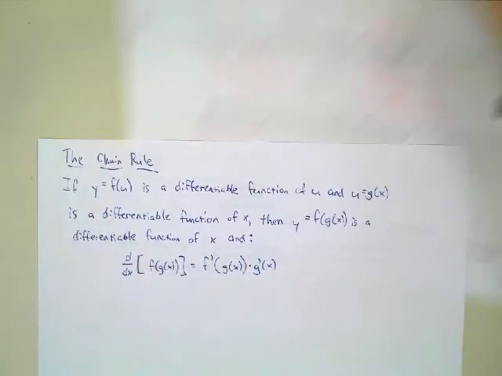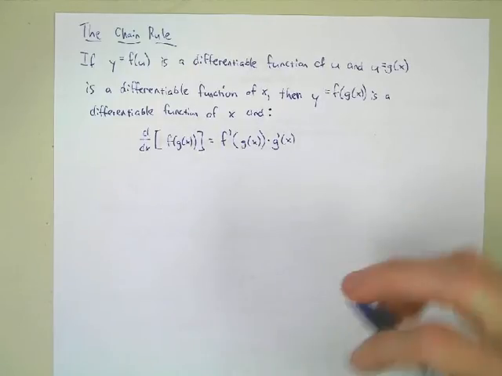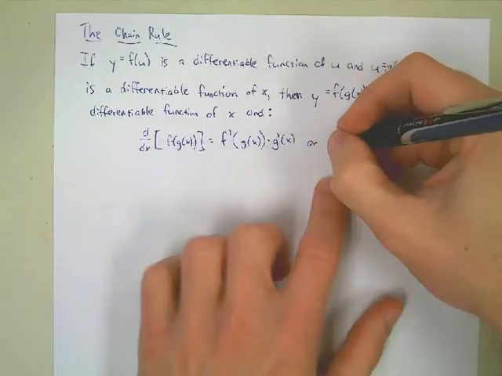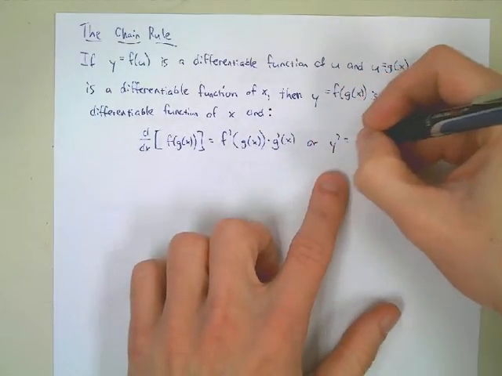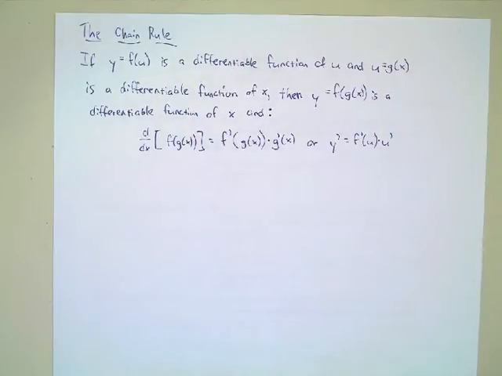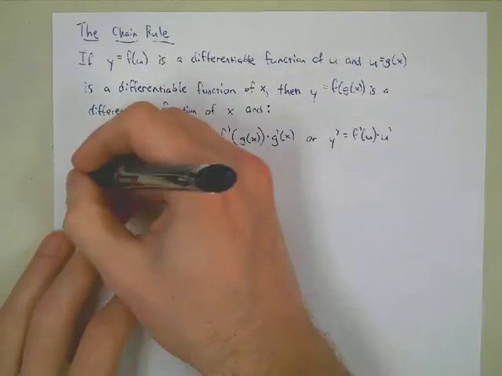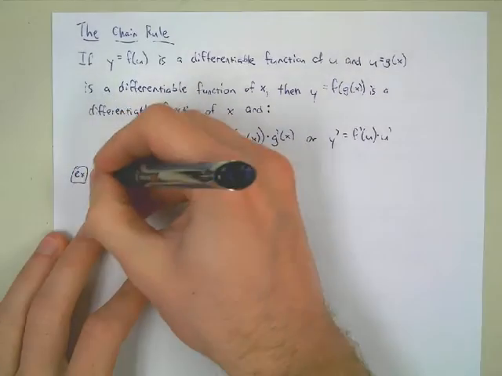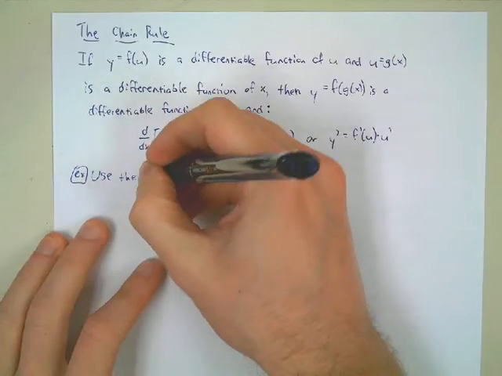Okay? Or, if you want to think of it in terms of y prime equals f prime of u times u prime, you can think of it that way too. Using the f's and the u's instead. Okay? So, let's use the chain rule to find the derivative. Let's do it.